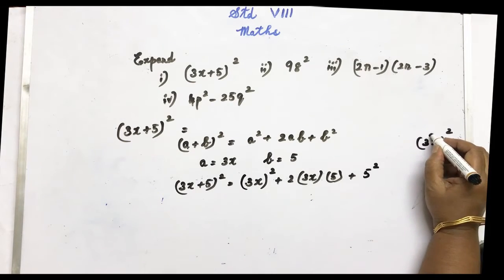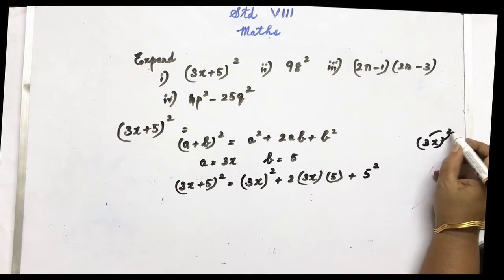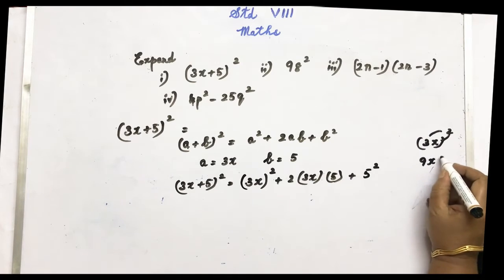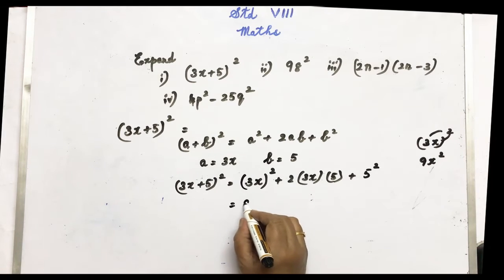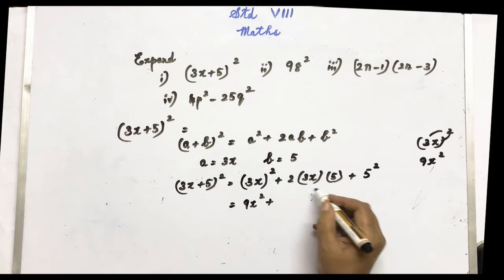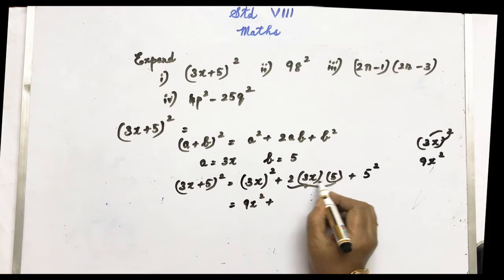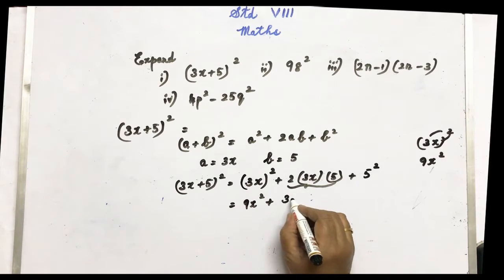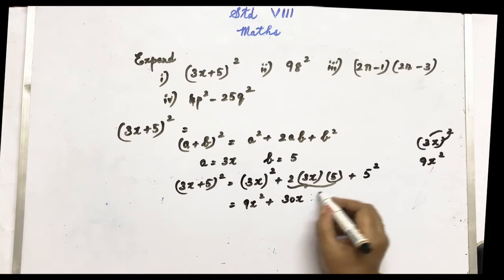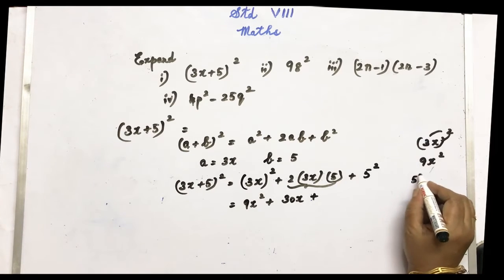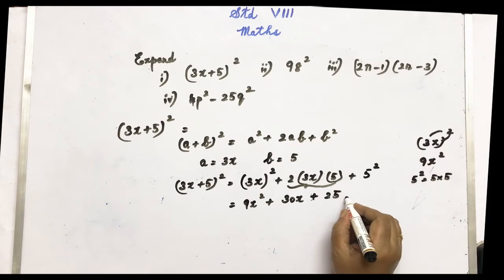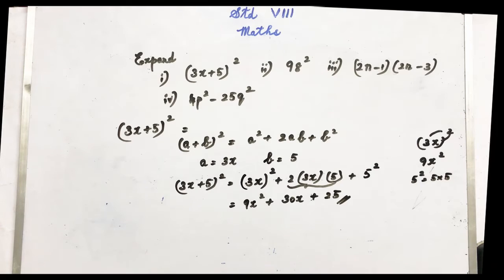So now (3x) whole squared. So 3 also we have to square, x also we have to square. 3 squared is 3 into 3, 9, and x squared is x squared. So this is 9x squared plus, now all this is one term, so we have to multiply one expression. 2 threes are 6, 6 into 5 is 30. So 30x plus 5 squared, which is 5 into 5, 25. So this is the answer for the first one.